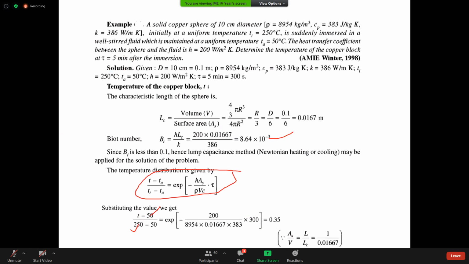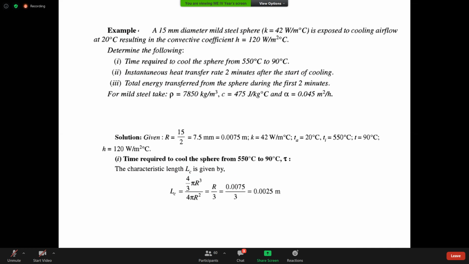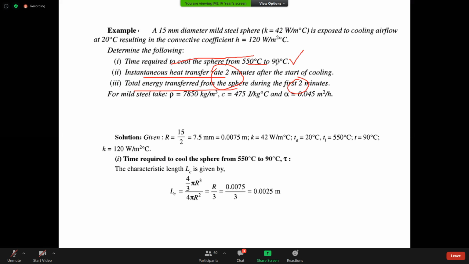This is the way of doing the problems for lumped analysis. This is another case, also a mild steel sphere. Whatever the problem, here the additional things are: instantaneous heat transfer is asked, and total heat transfer after 2 minutes is asked. Also, the time required to cool the sphere from 550 degrees centigrade to 900 degrees centigrade is asked. These are the questions. The object is the same.